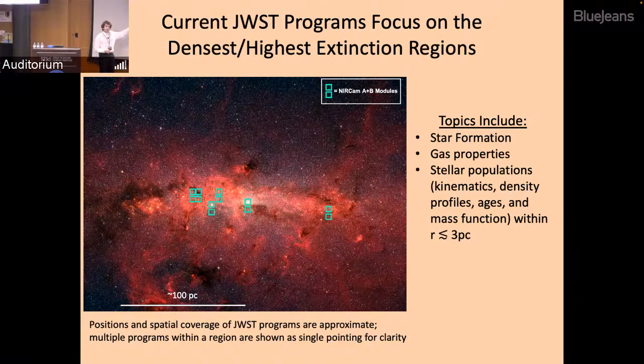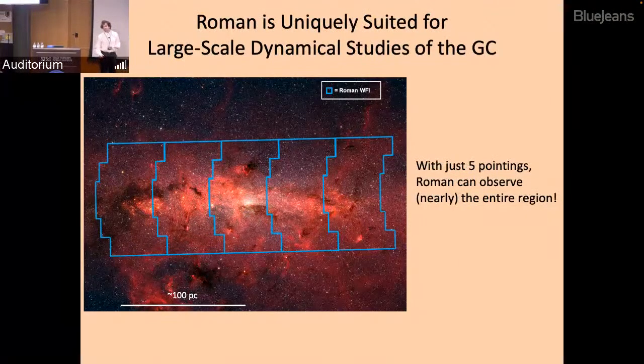Right? But looking at this, you'll see that in terms of spatial coverage, JWST can really only observe a small region of the Galactic Center as a whole. That's shown here. These cyan boxes represent the NIRCam A and B modules. So although with JWST we can observe the small region to very high detail, it's hard to get a picture of the large-scale structure of the region. And this is especially true if we want to measure proper motions, which of course would require multiple observations across the entire region. But this is where Roman can come in.